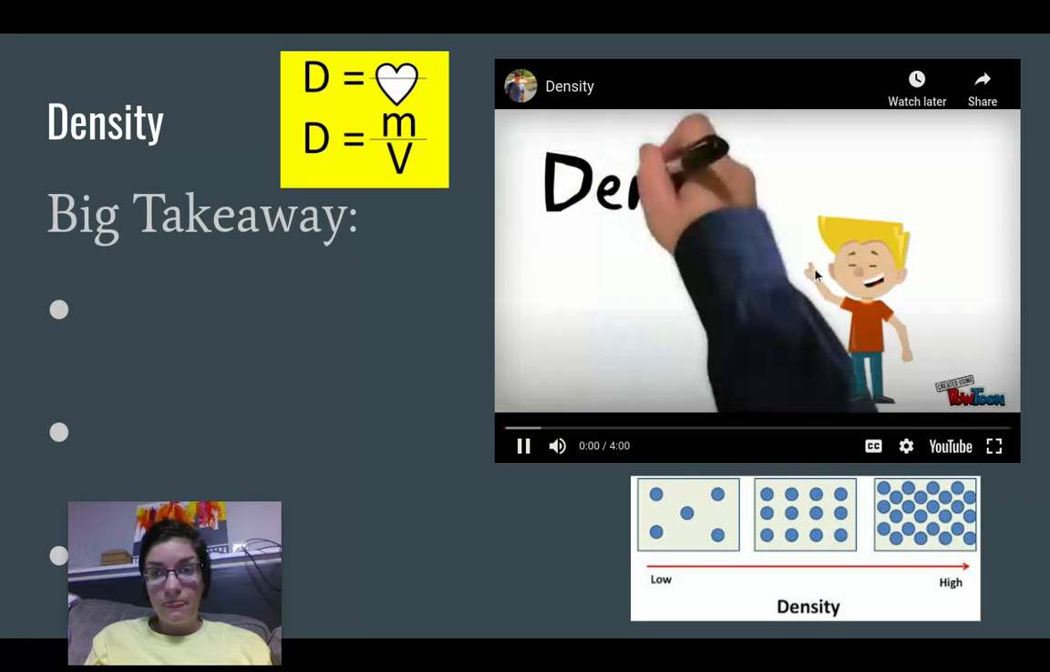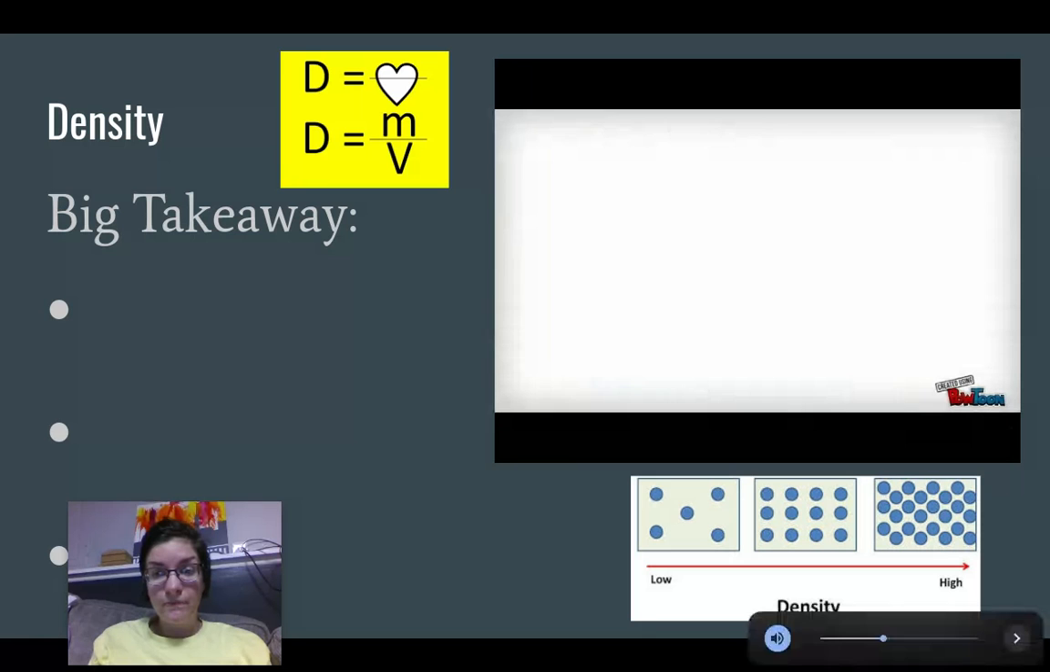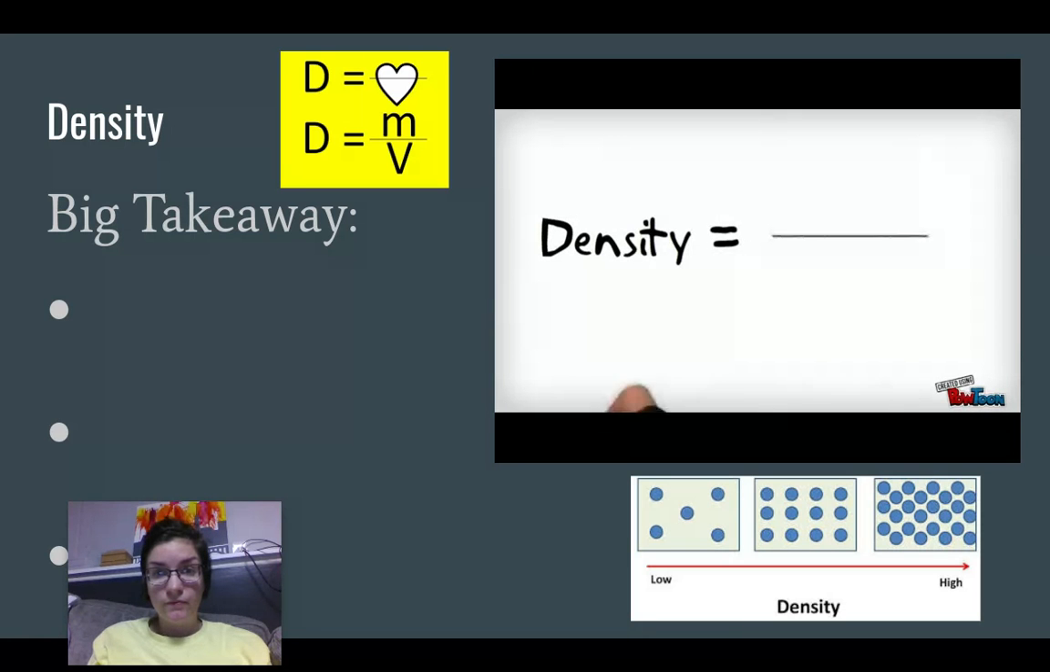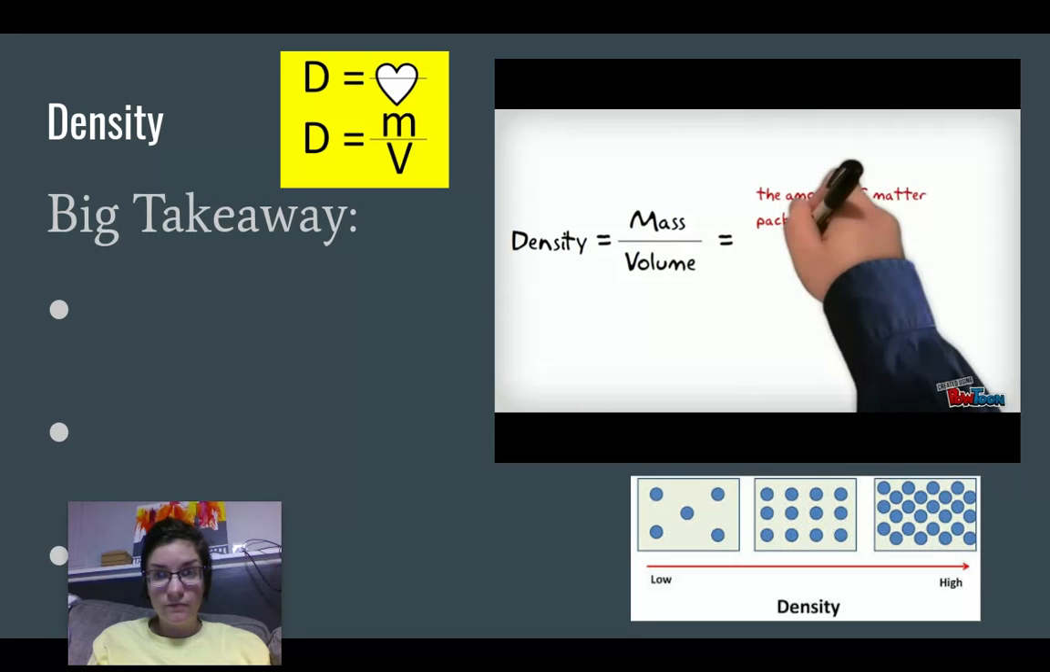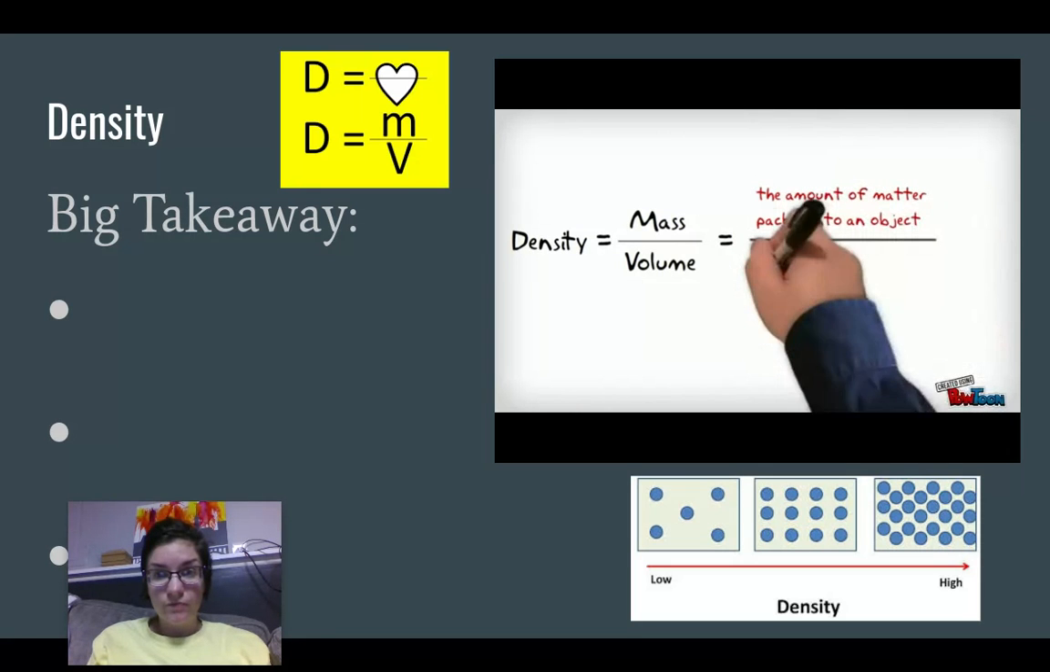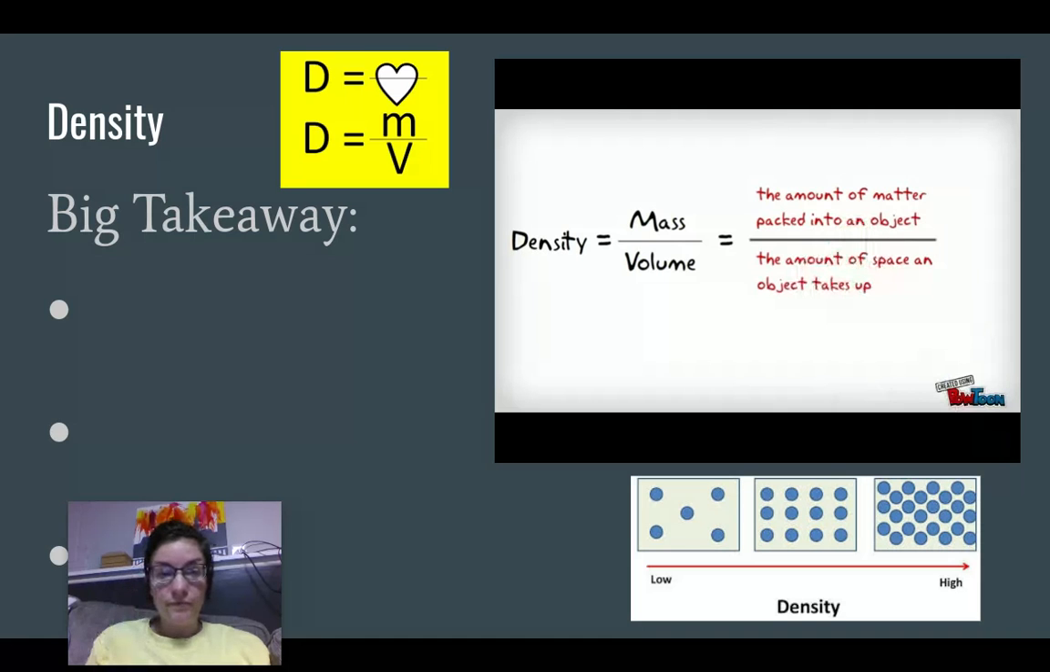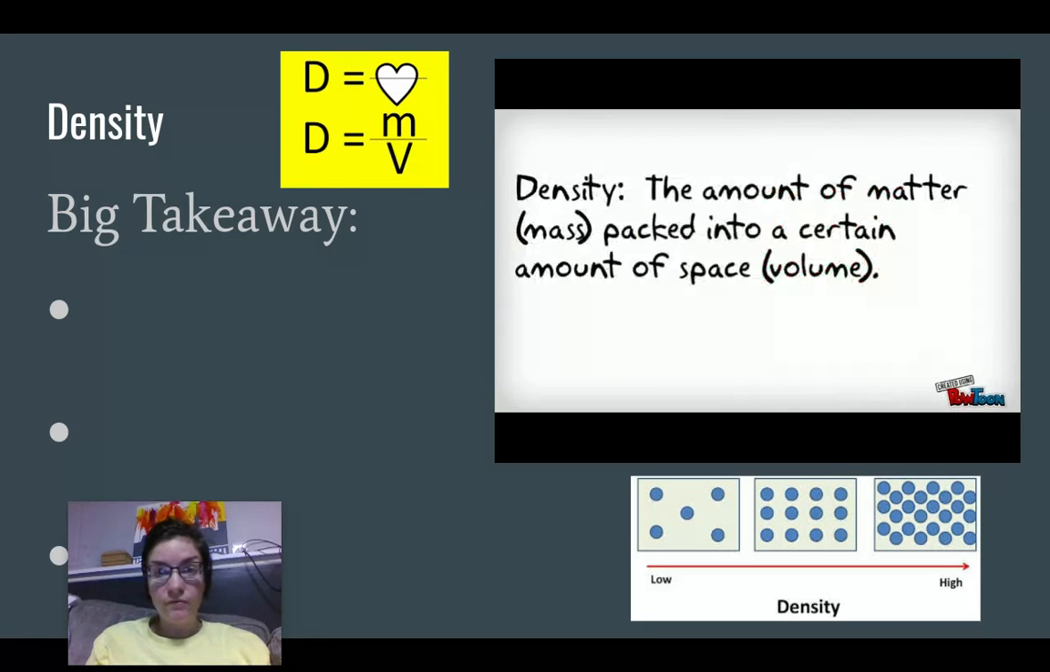Hi. Today we're going to explore the concept of density. When most people hear density, they think of mass divided by volume. Well, that's the formula for density, but what does it actually mean? Simply stated, density is a ratio of an object's mass and volume. Mass is the amount of matter or stuff that's packed into an object. Volume is the amount of space an object takes up. When you put it all together, density is the amount of matter, the amount of stuff, that's packed into a certain amount of space. The more matter that's packed in, the more dense the object is.